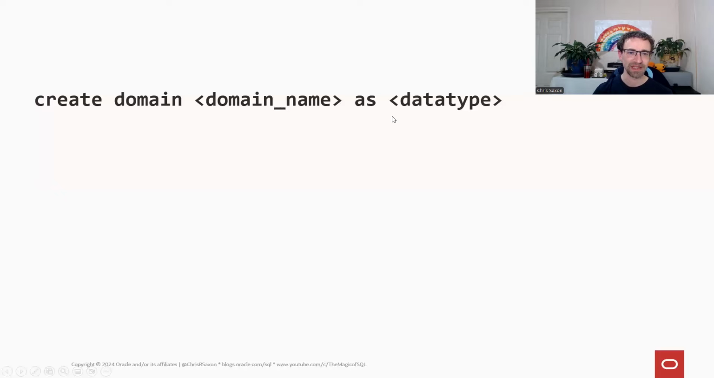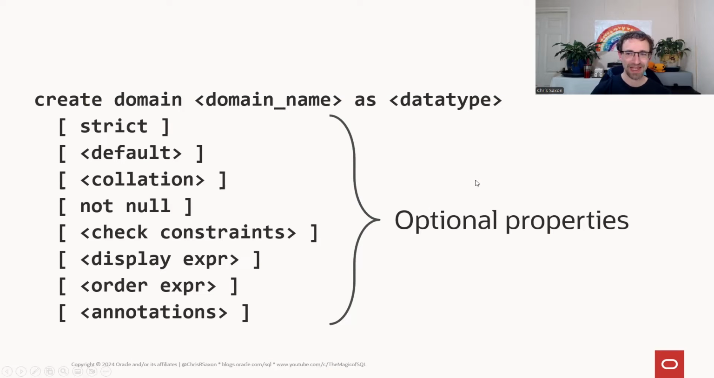So to create a domain, we've got create domain, give it a name and a data type. And at its most basic, that is all you need to do, right? That is the minimum requirement for a domain. It's just renaming a data type, essentially. However, there are a whole stack of optional properties you can also assign. So we're going to run through not quite all of these, but most of these today and see how they work and what the value is.